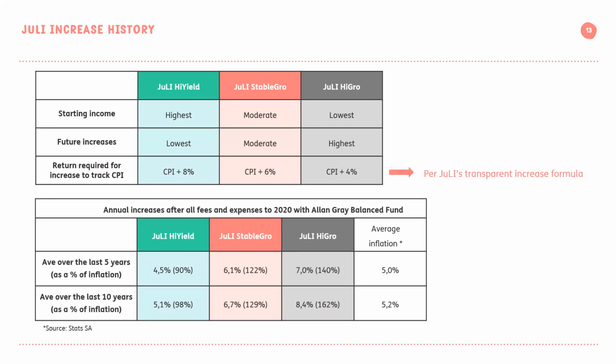Again, this is using the Allan Gray balanced portfolio as the reference portfolio, and even over 5 years as well as 10 years, the different calibrations have provided annual pension increases that are above inflation, considerably above inflation, especially over the last 10 years.